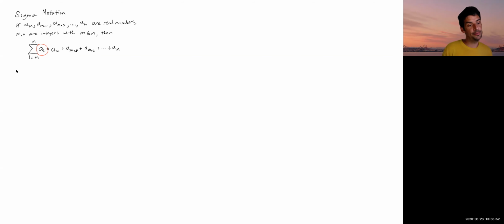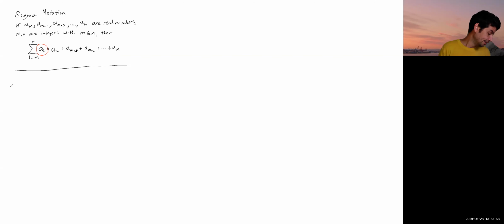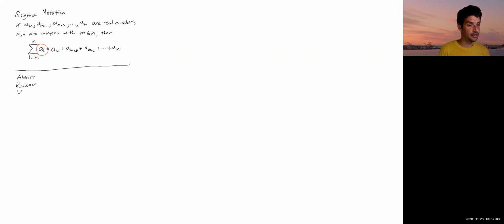So let's suppose I have a class with 3 students whose last names are Abbott, Kuan, and Yenso. Let's say I give an exam where their scores on the exam are 30, 39, 33. Maybe it's a 40-point exam.